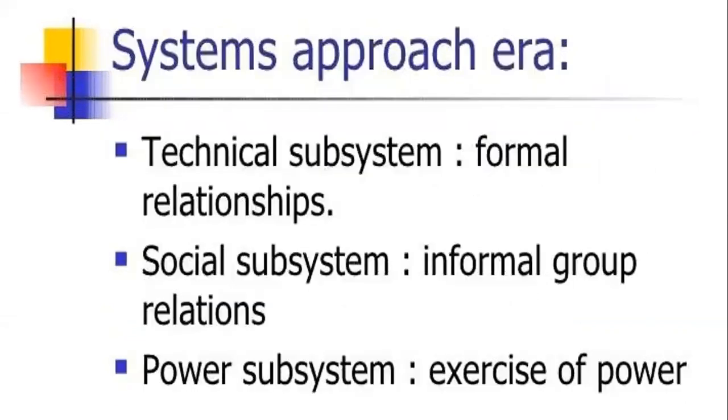Then the next is the systems approach era, where we talk about three major systems which have been given to us, right? First is the technical subsystem, where we talk about the technicalities involved in the work environment or the work culture or atmosphere, like the formal relationship that takes place between employees, employers, and the management members, right? Social subsystem is basically a concept wherein we are discussing the informal group relations, which are obvious and required for you to chill out and to feel more comfortable and at ease working in an organizational context, right? And then the power subsystem, where we are discussing the concept of power, and how we exercise power in order to get our things done.